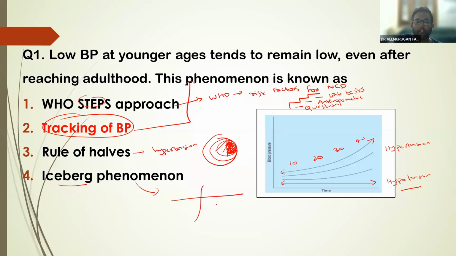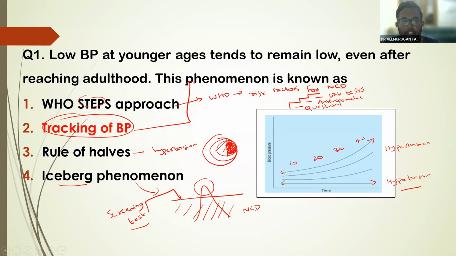So as you see, like the Titanic ship hitting an iceberg, we are seeing only the tip of the iceberg. Most of the non-communicable diseases are hidden. The doctors do not see them. The doctor is seeing only a fraction of the diseases in the community. So in order to take them out, we use what test? We use a screening test in order to unearth the hidden part of the iceberg. Okay? Next question.